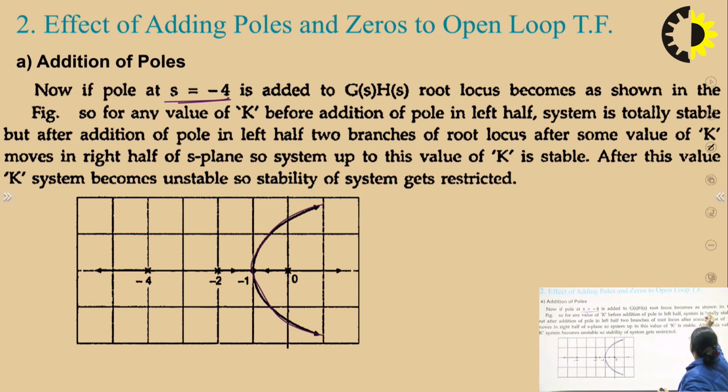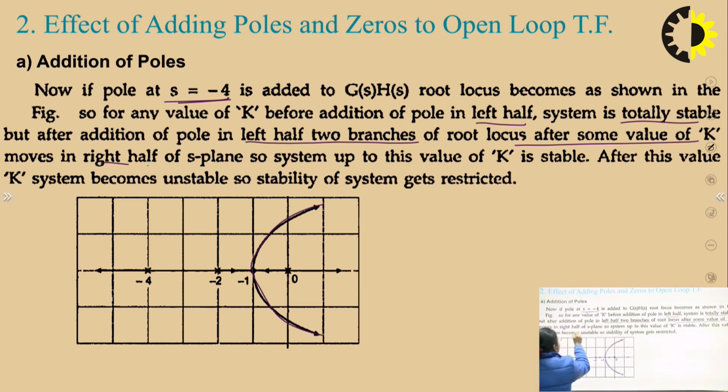Right. So see, with the addition of a pole in the left half, the system is totally stable. But after the addition of the pole in the left half, the two branches of the root locus will move towards the right half of the S plane. So up to this value, the system will be stable. But after this value of K, the system becomes unstable and oscillatory in nature if I add more values.